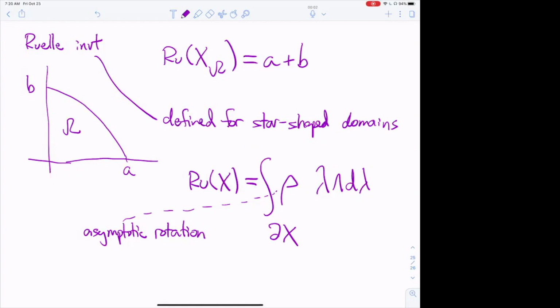Yeah, this formula for the Ruelle invariant is for monotone toric domains. I don't even know if it has to be monotone, but it's definitely true for all monotone toric domains. For weakly convex too, or no? I haven't checked that. I think I told you before I was going to check that, and I never got around to it. Sorry. Okay, that's fine.